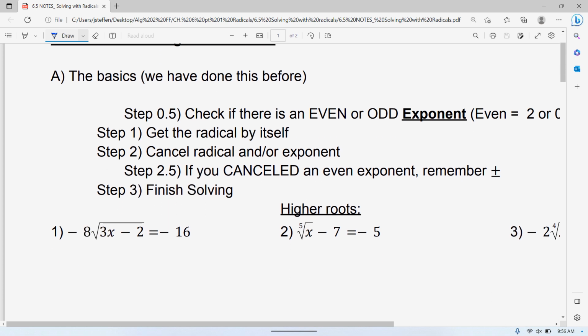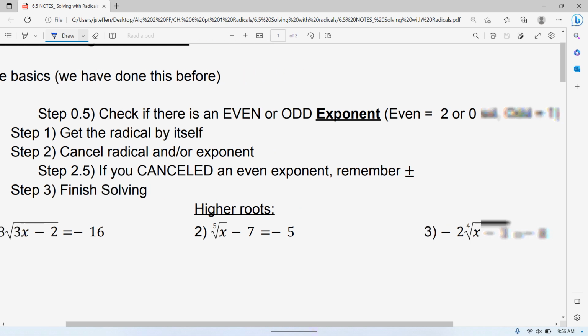Just a couple to talk about. First off, in my opinion, the hardest part is that first step, 0.5. You don't really need it on all of them, but check to see if there's an exponent and check to see if it's even or if it's odd. Before you even start, I would do that. That's going to help a lot of you guys.